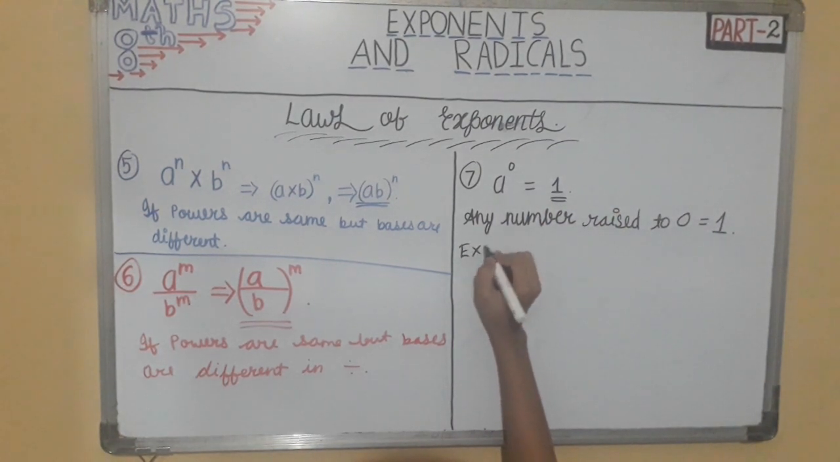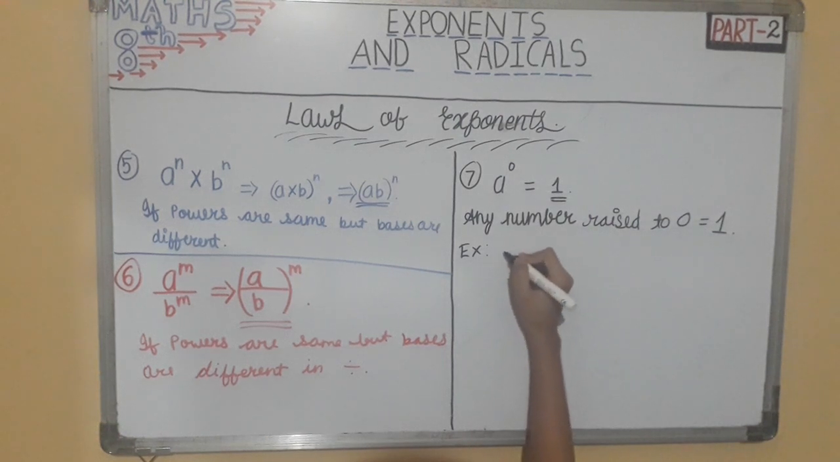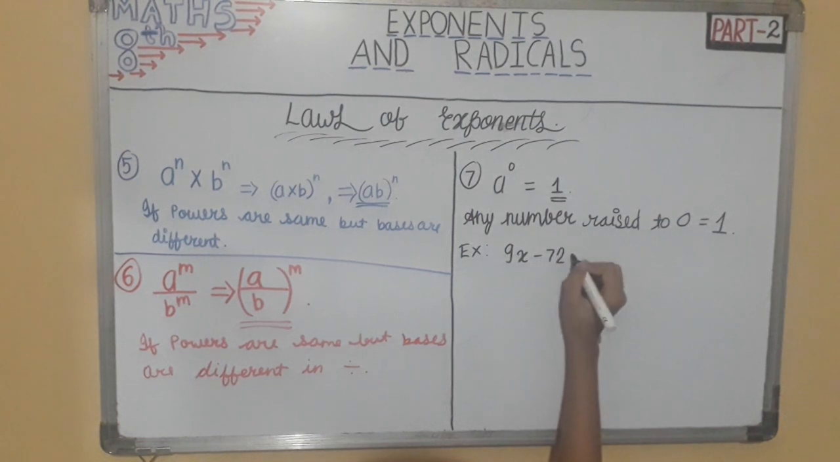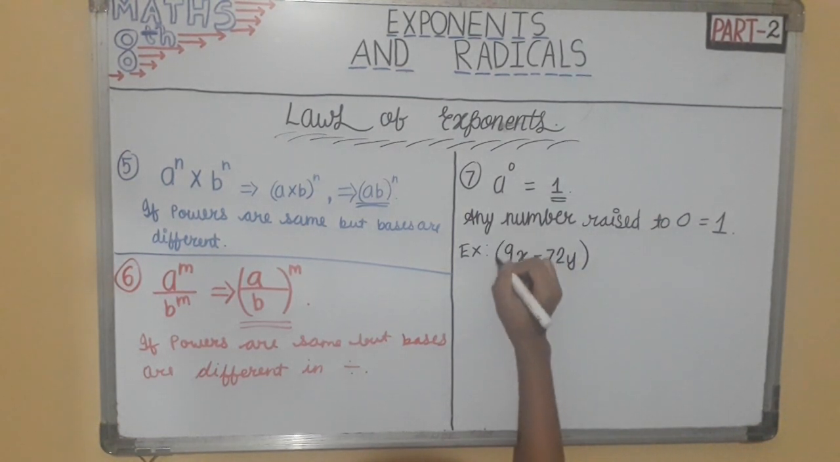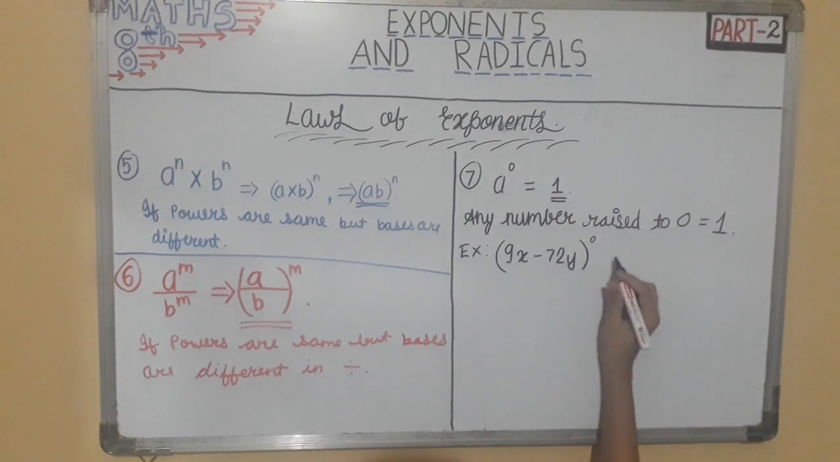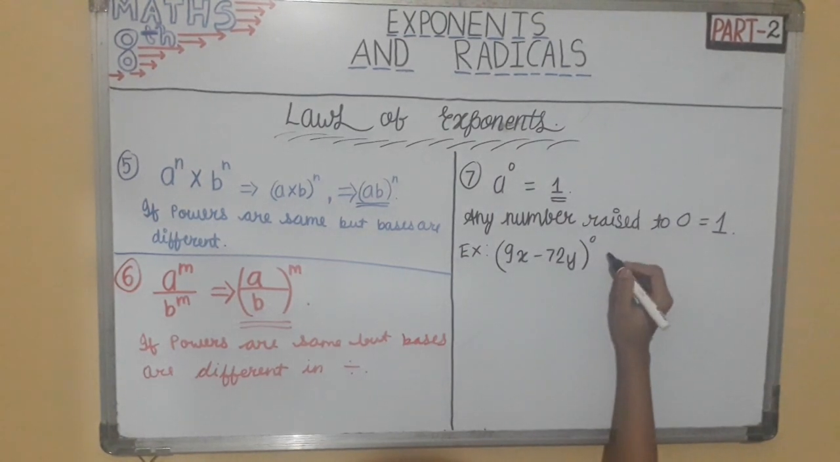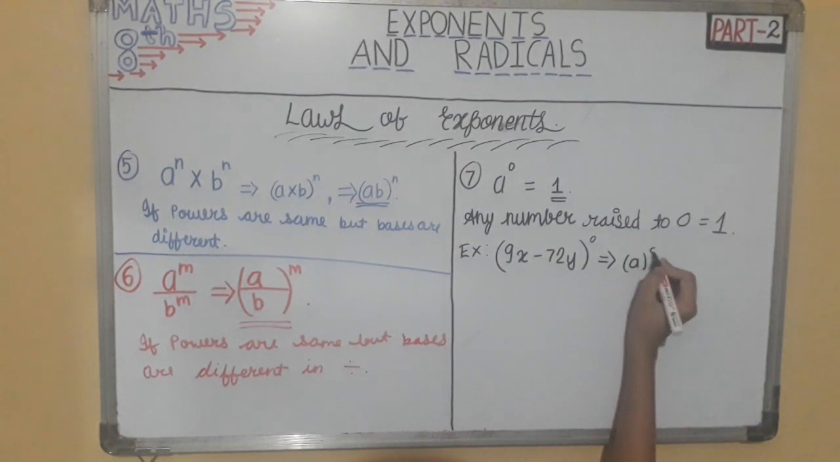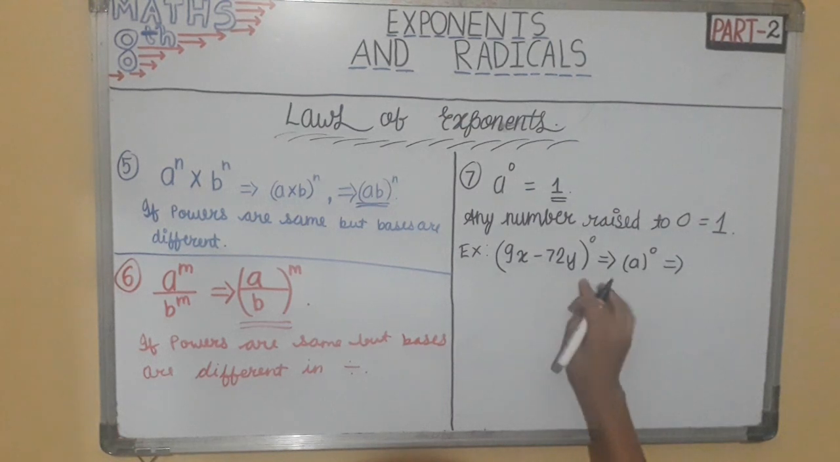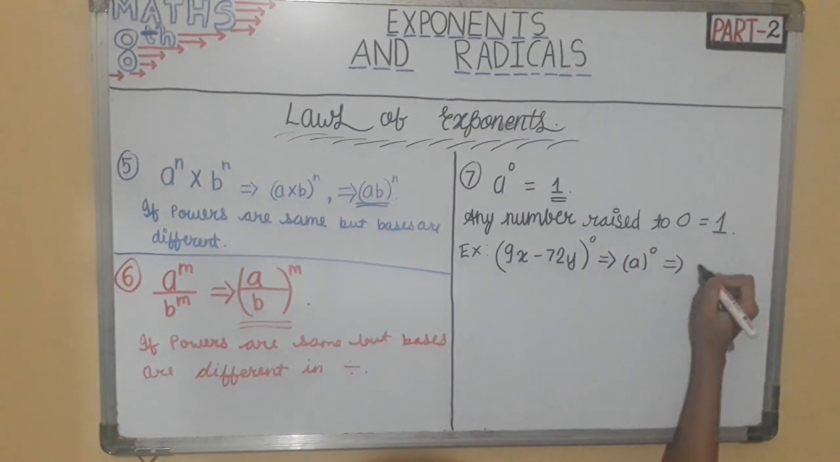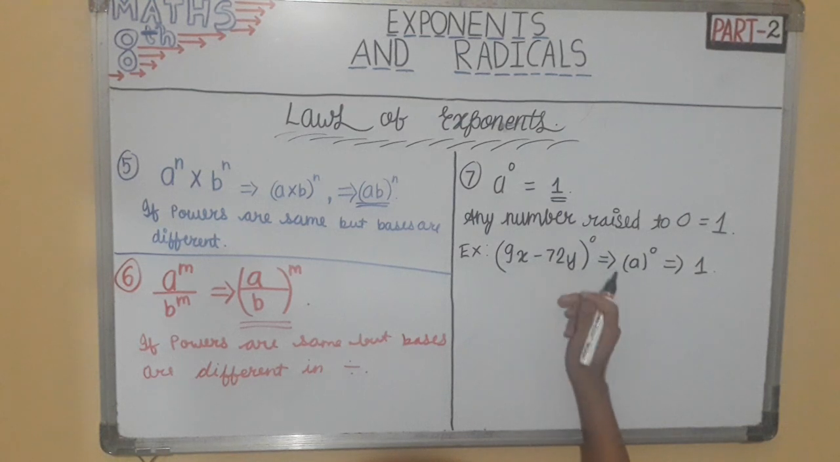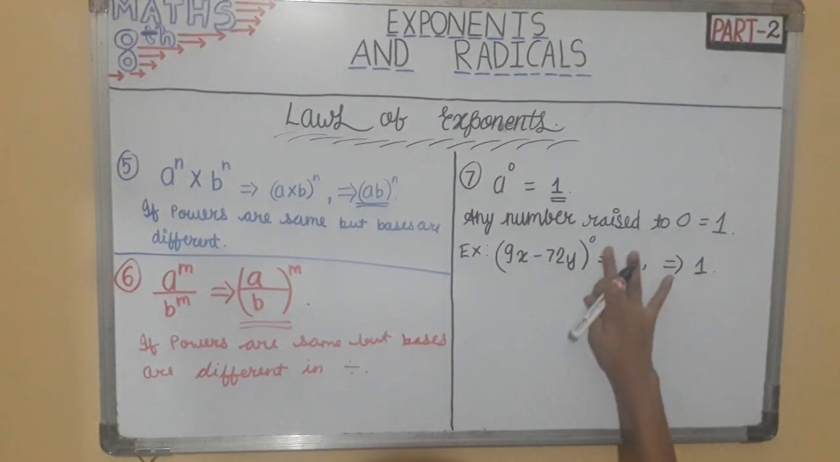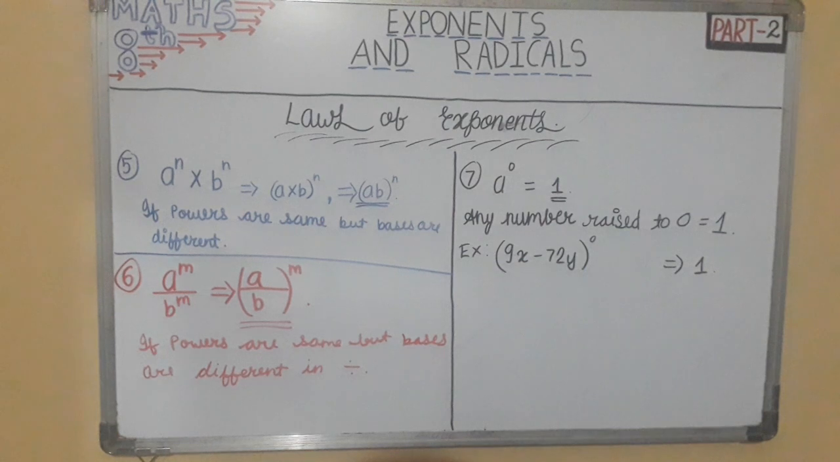I'll give an example. 9x minus 72y whole raised to 0. Whole raised to 0 means this whole we will take as a, will assume a raised to 0, and any number or any expression raised to 0 is 1. So 9x minus 72y whole raised to 0 is 1.